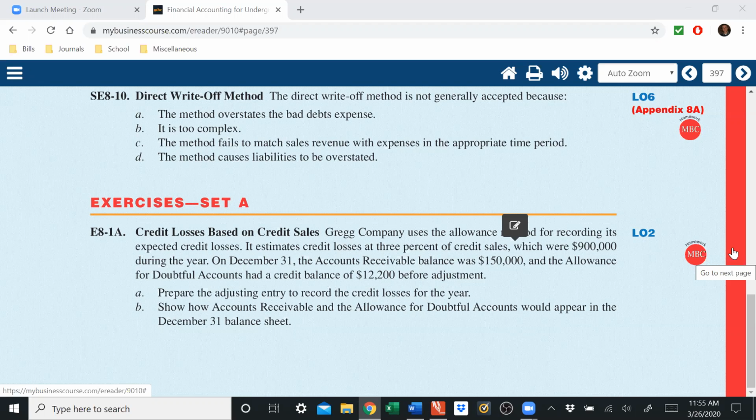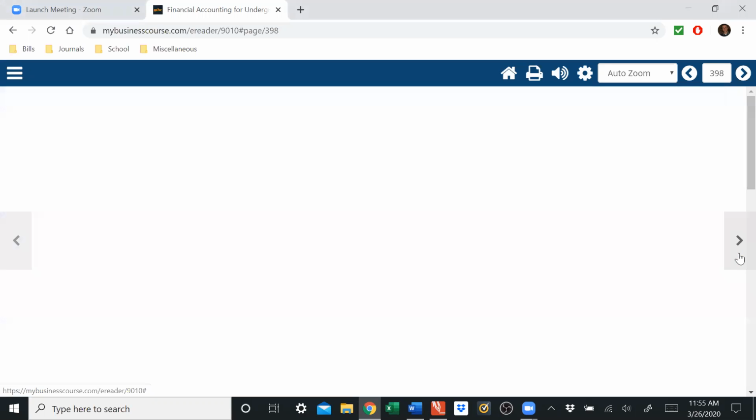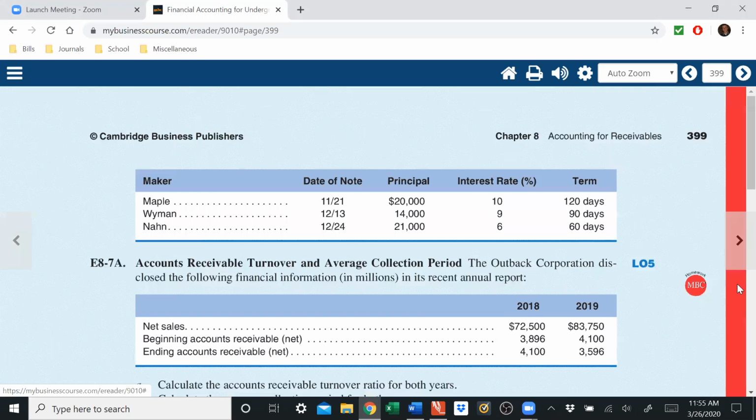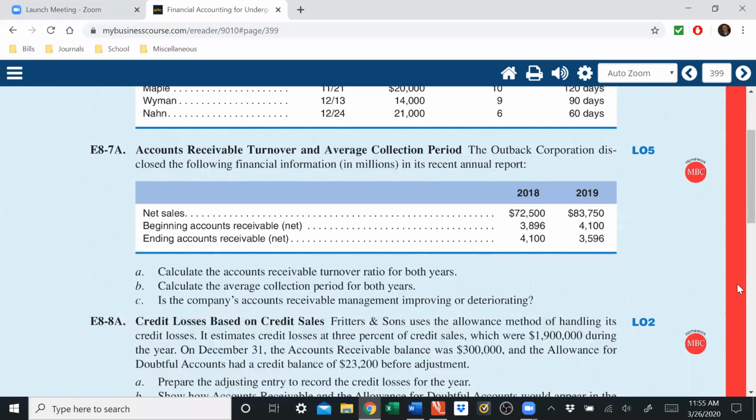All right, so we're doing 8.7a is the next one. Jumping ahead here. Here we go. There's 8.7A. So this question's testing the accounts receivable turnover ratio and the average collection period ratio, which we learned on Tuesday towards the end of lecture.